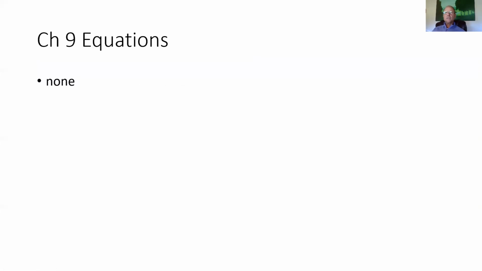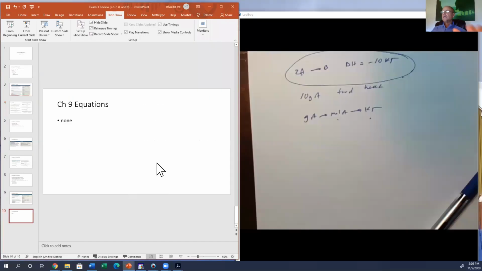Chapter 9 equations, none. No equations for this chapter. That's what's going to be on the exam. The exam is next Monday, so you have a lot of time. You have a problem set to finish between now and then. You have a practice test to finish between now and then. And I'm happy to take any questions.